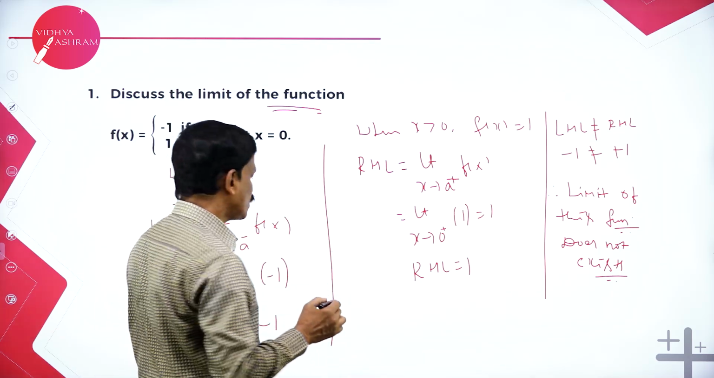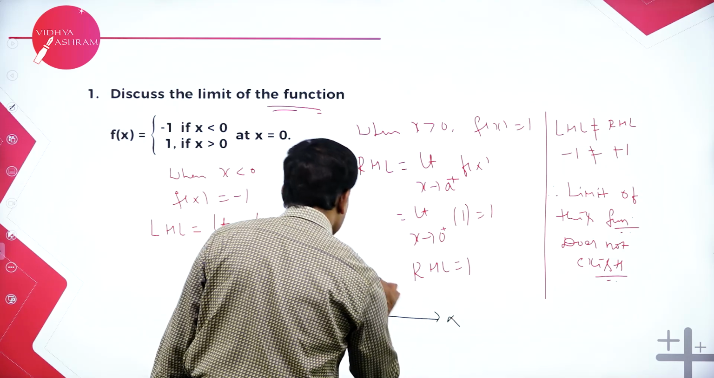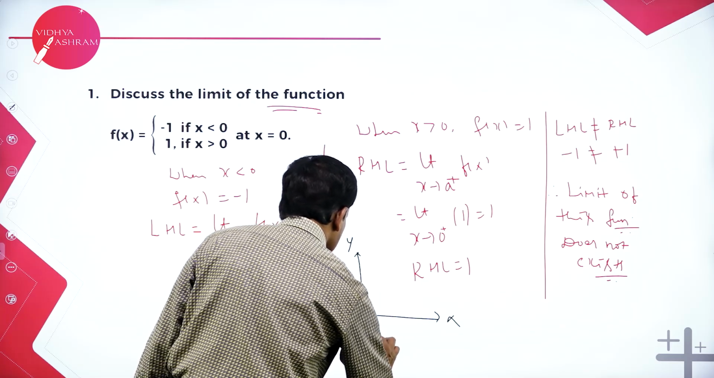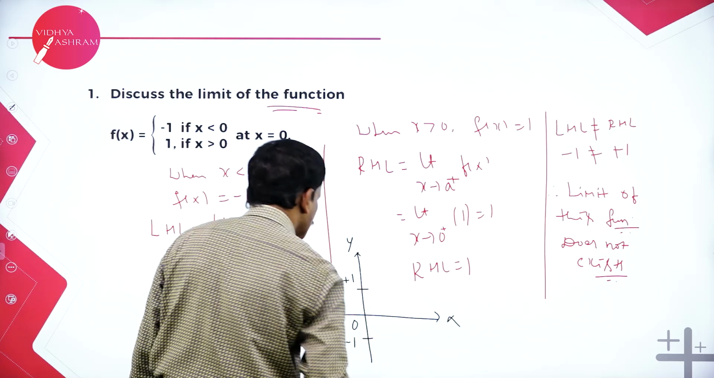Okay. Suppose you draw the graph for this. So let us write the graph, x axis and y axis, 0. So this is +1 and -1.